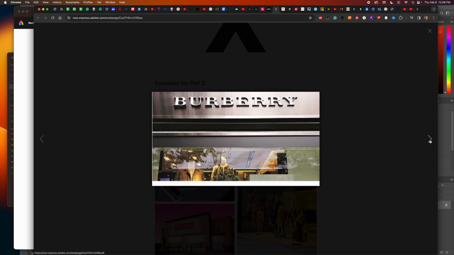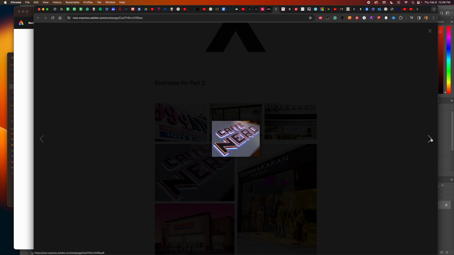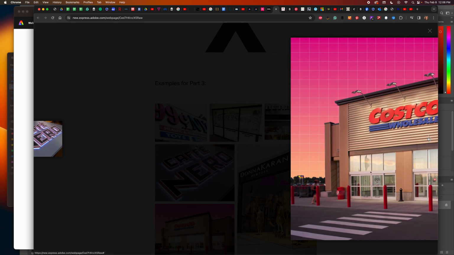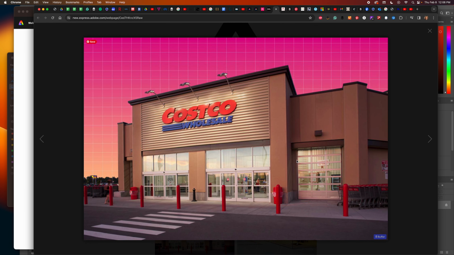This is a traditional Burberry store with serif. And I believe now they may be using a sans serif font. This is a nice example of sans serif. Nice kerning and nice leading. Which is, the leading is the space between the lines. Famous Costco logo. Tight kerning. It almost looks like this was tracking, right? Even on the word wholesale. Big, bold, sans serif letters.